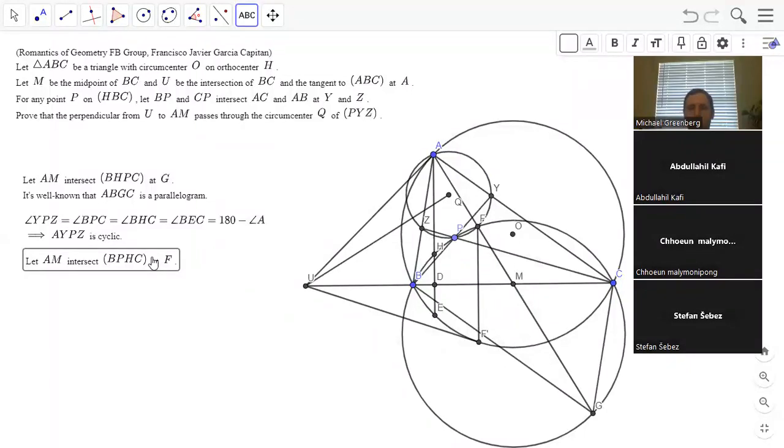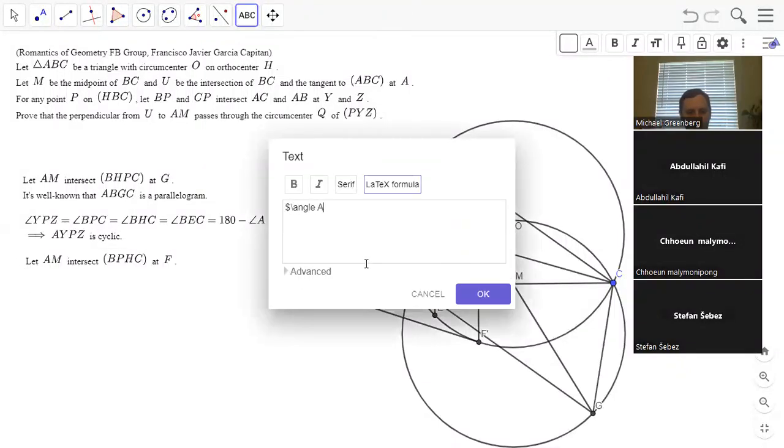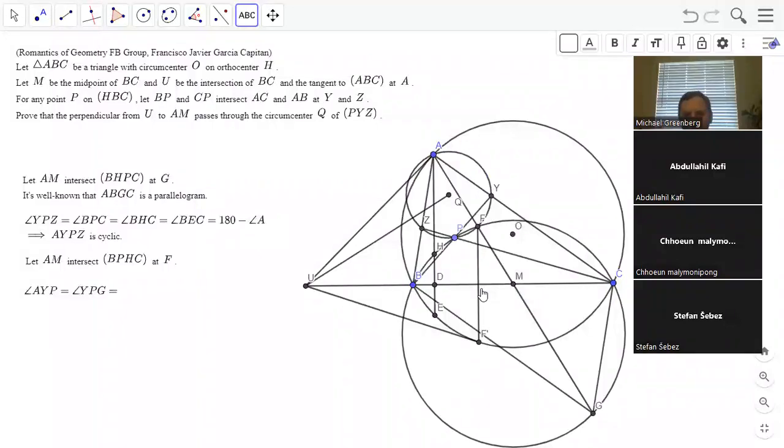Then it's well known that that's the Humpty point, right? But first we'll do the angle chase you mentioned. So angle AYB. Let's see. We're going to show FYs on this circle because angle AYP is YPG.